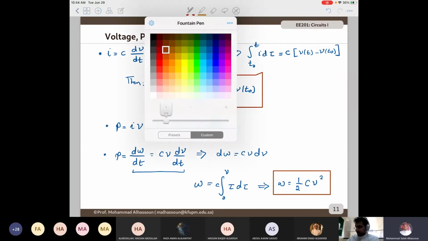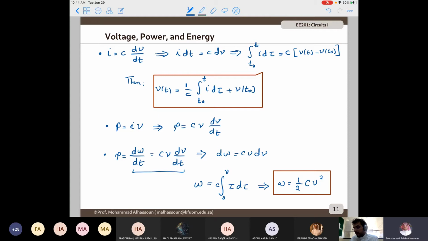So we can see there are some similarities between the definitions for the inductor and the capacitor. For the inductor, we have V equals L di by dt; here we have I equals C dV by dt. The energy for the inductor is W equals 1/2 L multiplied by I squared. Here we have W equals 1/2 C multiplied by V squared.